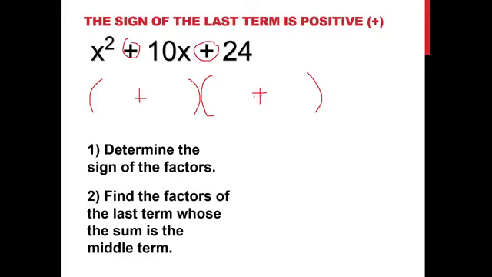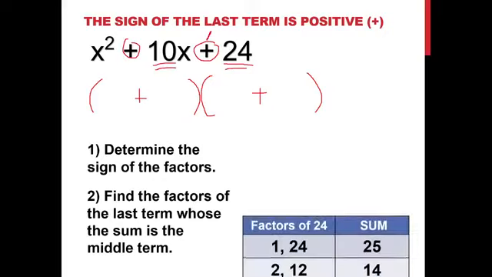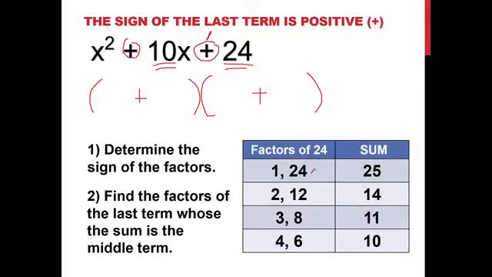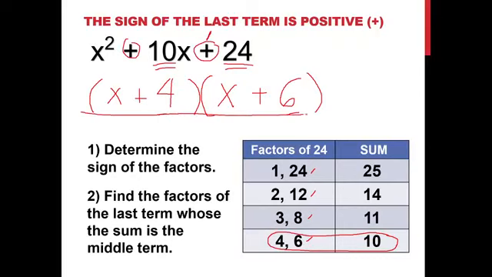Next, find the factors of 24. When added, it's 10. What are the factors of 24? We have 1 times 24, 2 times 12, 3 times 8, 4 times 6. Which among these factors has a sum of 10? When you add the two factors, it's 10. Of course, 4 and 6. So I'll be writing the variable x there, 4, and 6. It's okay to interchange. You'll have 6 here and 4 here. And these are your factors for this example.